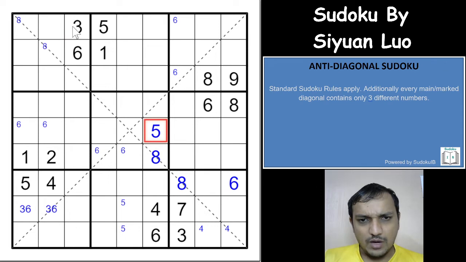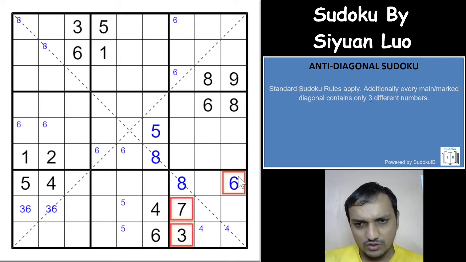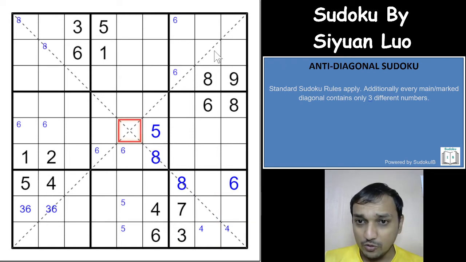So let us mark what all numbers can be on this diagonal. You cannot have 3, 6, 7. You will have 8. So 1, 2, 4, 5, 9. 4, 5, 9 cannot be on this diagonal. So this cell can only be 1 and 2. Right? This cell can only be 1 and 2 here.